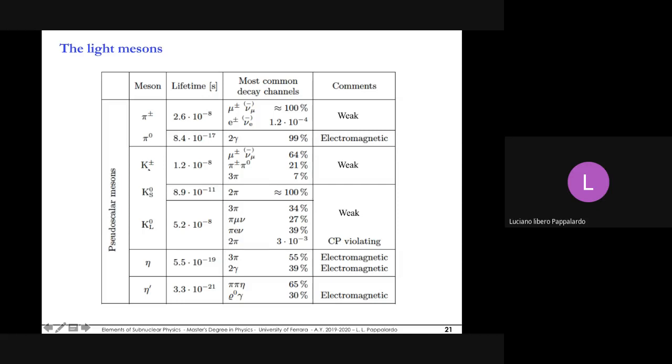Then we have the kaons, so the 2 charged ones and the 2 neutral ones. The naming K short and K long, we will understand later on in the course. We will discuss later on why they are called short and long. They all decay weakly. You see here the branching ratio of the main decay processes, and these are the lifetimes. They are all quite long, typical of weak decays. And then we have the eta and the eta prime, and they decay electromagnetically into pions or photons or whatever.